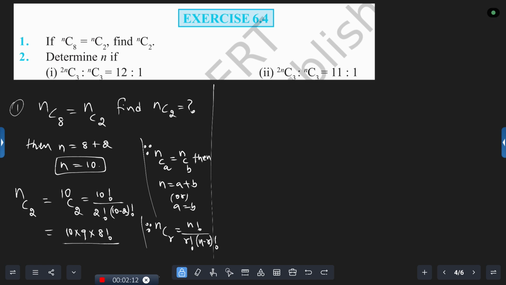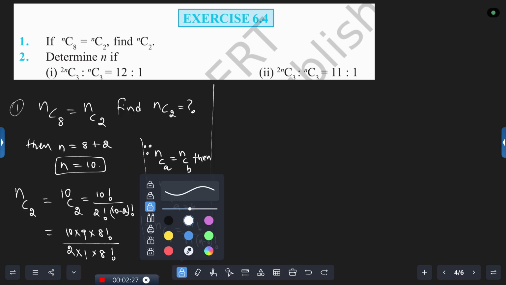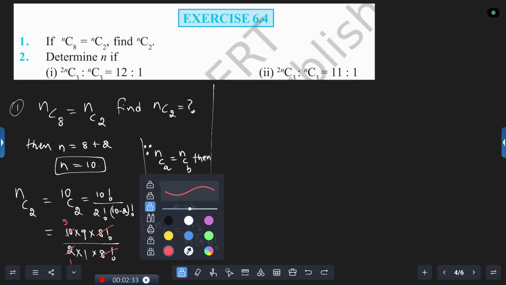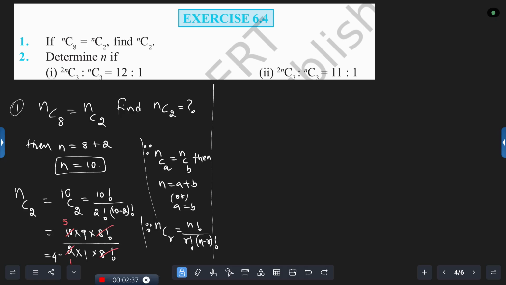Why am I stopping with 8 now? When I subtract these two, it will be 8 factorial, so it will be cancelled. The 2 factorial I'm writing as 2 into 1. 10 minus 2 will be 8 factorial. So I can cancel directly 8 factorial, 8 factorial. 1 twos are 2, 5 twos are 10. Then 9 fives are what? 45 is our final answer for the first question.